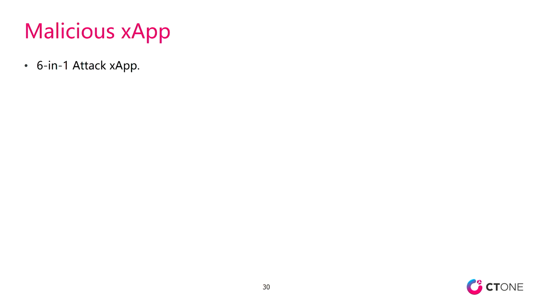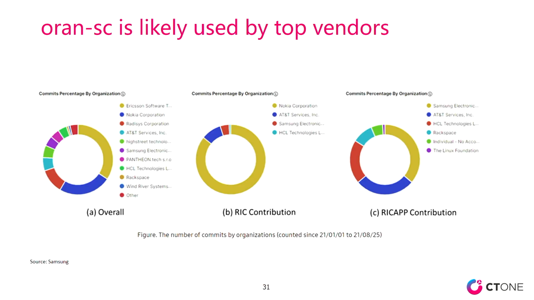So we also developed a malicious xApp that can execute at least six attacks. O-RAN SC is open source. So why did we choose O-RAN SC? It is a reference architecture, and as you can see, almost all top vendors contribute to O-RAN SC. So it's very likely that at least some of these vendors use some of these vulnerable components in their commercial products.